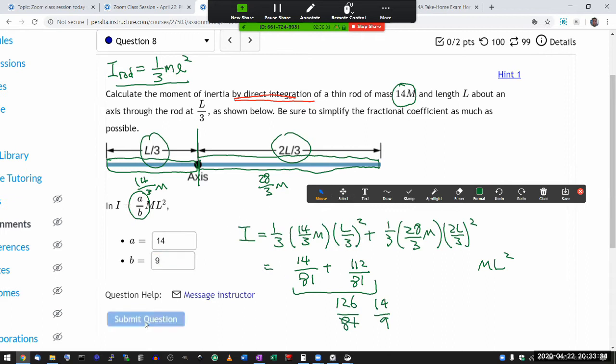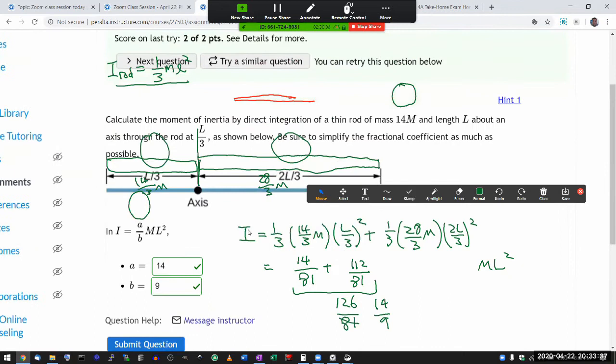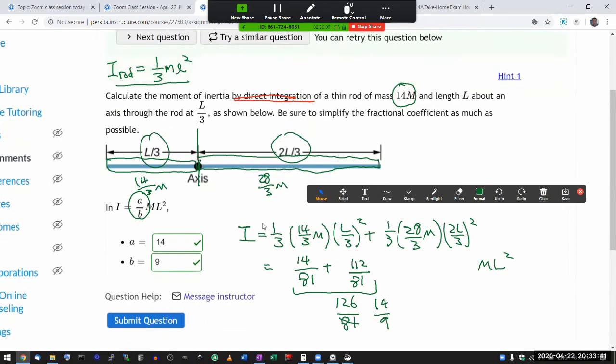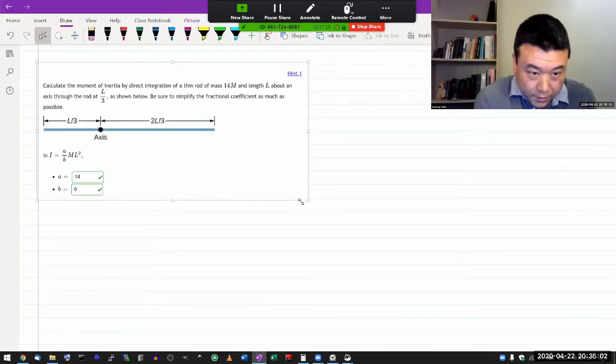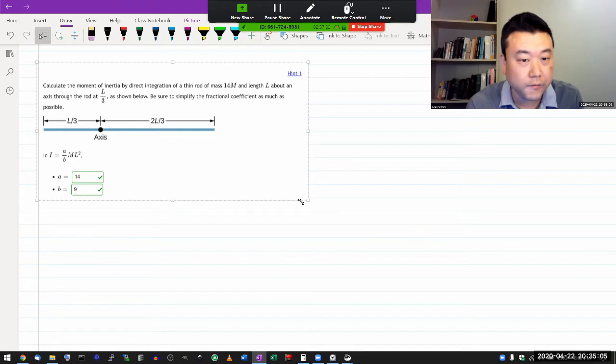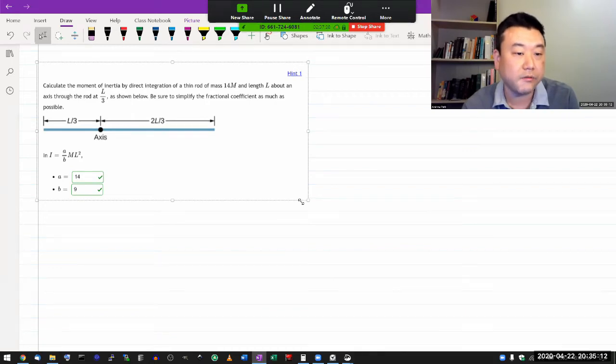But I won't end it there, because really the point of this question wasn't that. This is actually a good technique to know, which is why I did it. But if you're doing this question properly, it is asking you to do this by direct integration, not to use a superposition principle, although you could, and my open map has no way of knowing. So let me do this one last time by direct integration. Calculate the moment of inertia by direct integration of a thin rod of some mass and length L about an axis through the rod at L/3 as shown below.